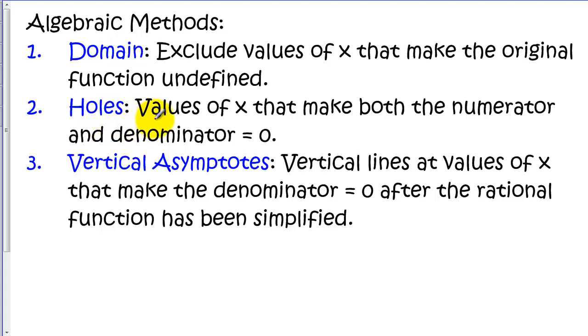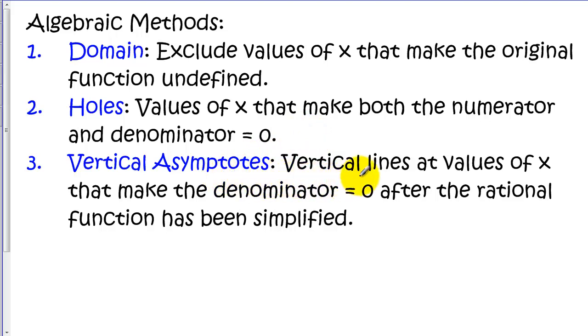To distinguish between those, we will be factoring our numerators and denominators to find values that make them 0. Holes occur at places where both the numerator and the denominator equal 0. If we substituted that value of x into the function, we would get 0 divided by 0, which is an undefined value, but it's a special kind of undefined value. When you get into calculus, we'll be talking about those as being indeterminate.